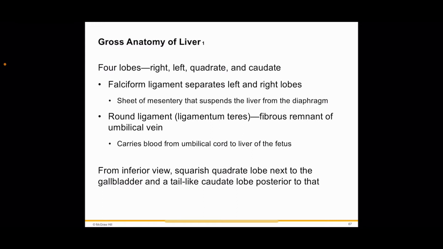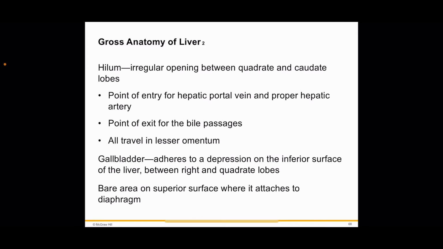From the bottom, it's kind of squarish, and it looks like it's got a gallbladder that it's sitting on top of. Okay, caudate, think tail lobe. That's why it's posterior, okay? Caudal. The hilum, whichever way you want to say it, is this opening between the quadrate and the caudate lobes, which we'll look at in just a minute on the image.